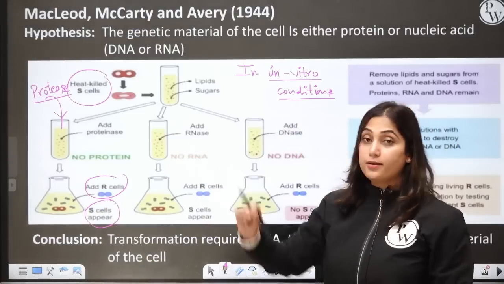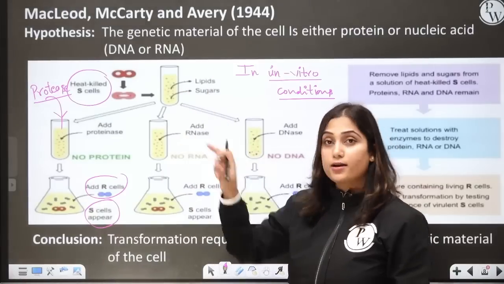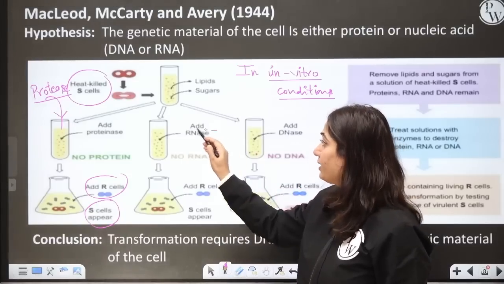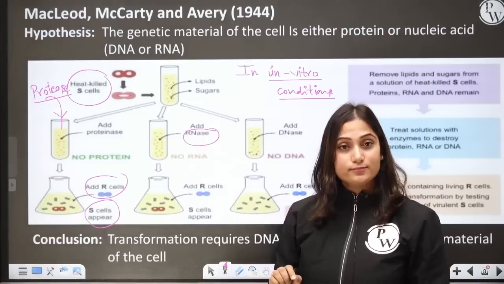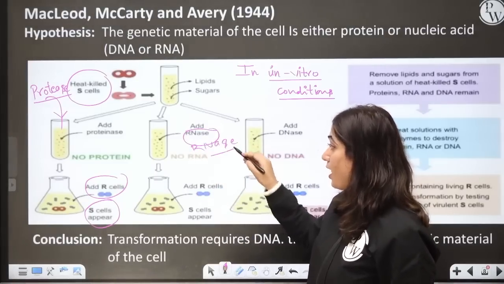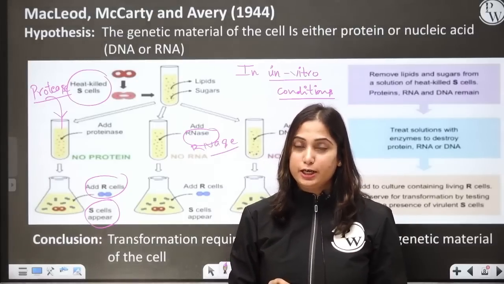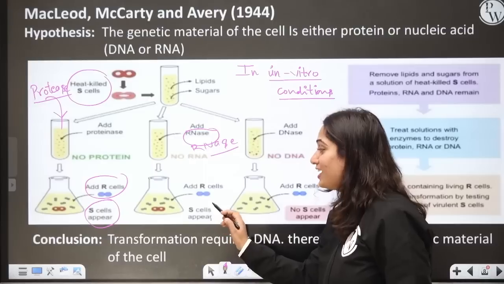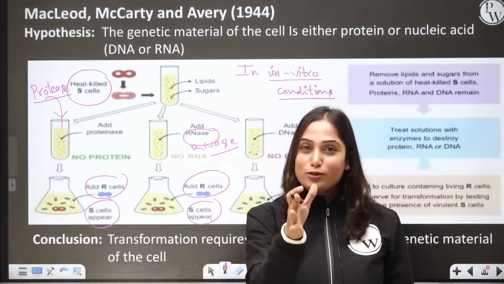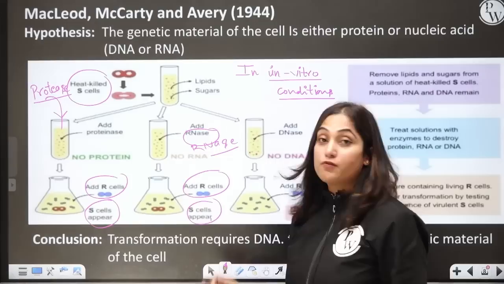Then in the second test tube, we again have the R bacteria and we again are adding the mixture of biochemicals, but now along with it, we are adding the enzyme RNase. What does RNase do? RNase degrades the RNA. But even after the degradation of RNA, there is still the transformation happening. That means RNA is also not the transforming principle, because even in the absence of RNA, the transformation is still happening.